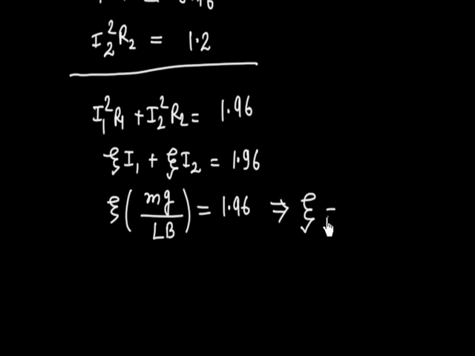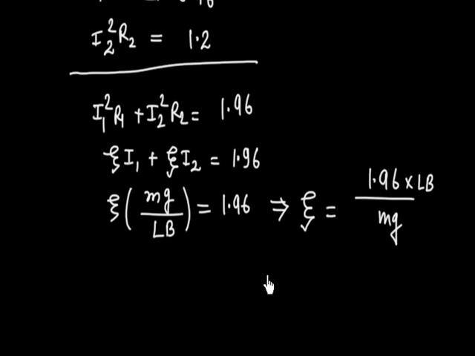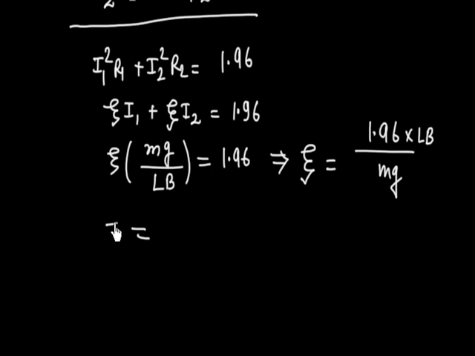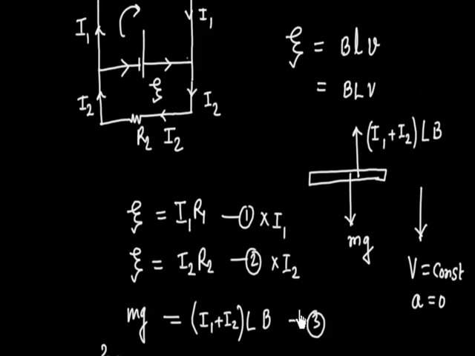So what is xi? So xi is basically equal to 1.96 divided by mg, and the lB I will have on the top. Are you getting? Let us plug in all these values. I can calculate xi in this case: 1.96. What is L? So you check.